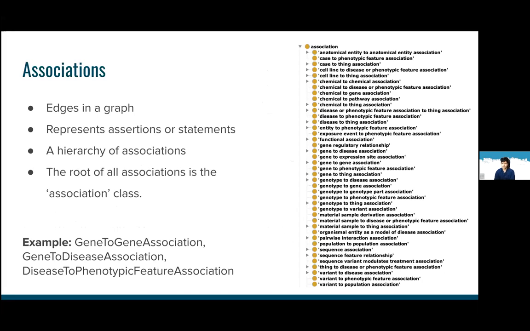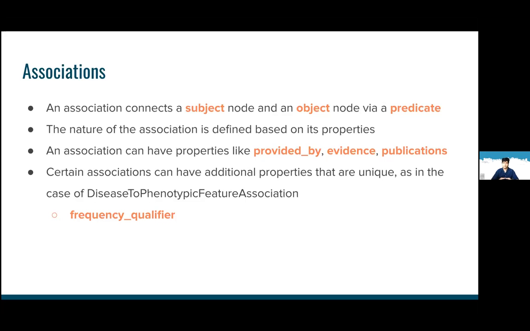Now, the next part is the associations, and they represent edges in a graph. Associations are basically assertions or statements that are made by knowledge sources, where an assertion connects 2 nodes in a graph together based on a predicate or a relationship. In the model itself, we have a hierarchy of associations, with the root of all associations being the association class. So for example, a gene-to-gene association would link 2 genes together, and the relationship of that association will tell you the nature of that link between the 2 gene nodes. As I said, the technical term is that an association connects a subject node, or the source node, with an object node, the target node, via a predicate.